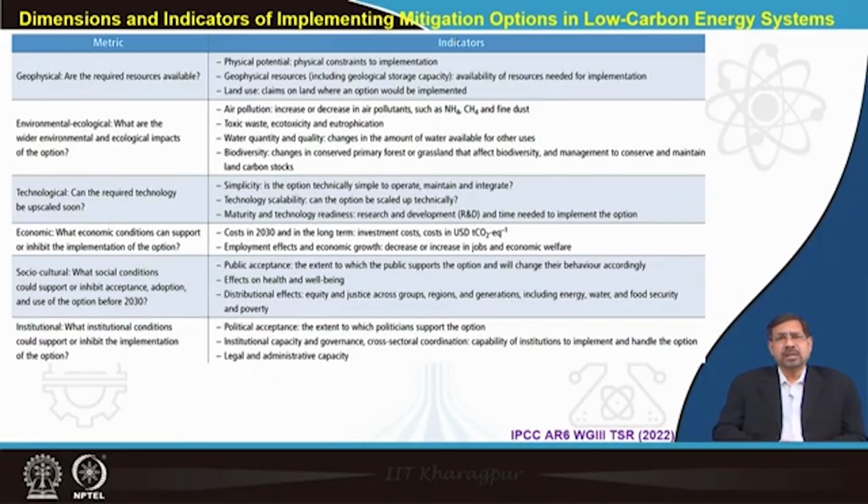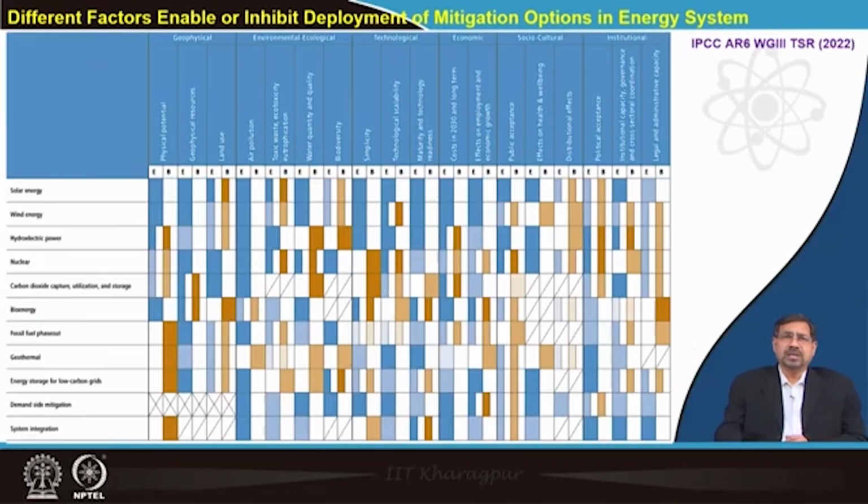So, in this way we discussed the various dimensions and indicators of implementing the mitigation options in low carbon energy systems. We need to understand and address them, and we need to make it possible and feasible, so that it will reach a larger mass. Now, coming to the various enabling factors and inhibiting factors as far as the deployment of mitigation options in the energy system is concerned.